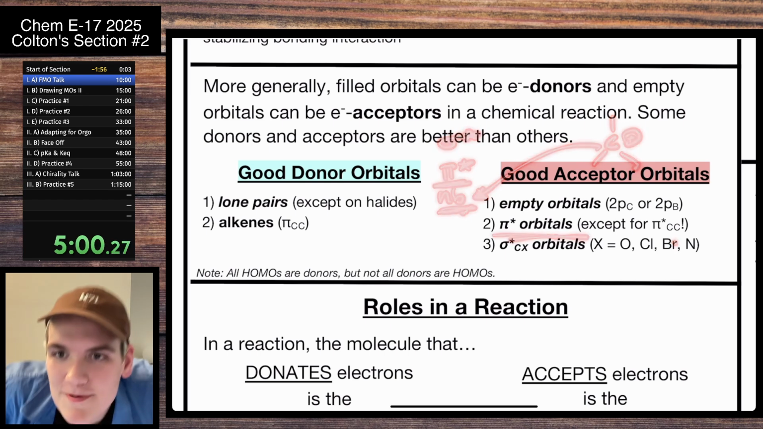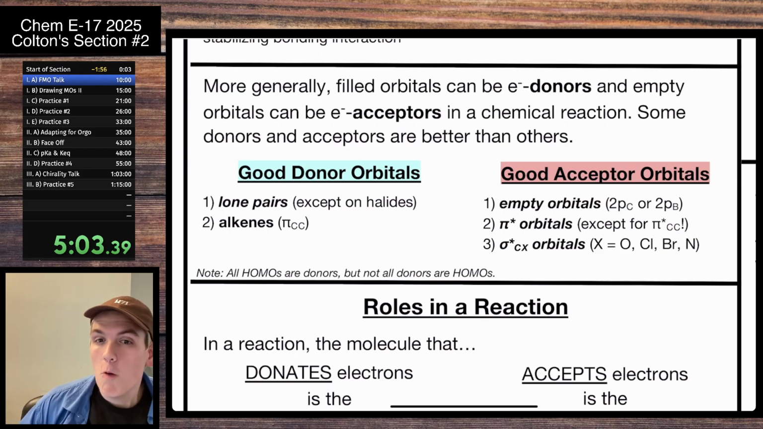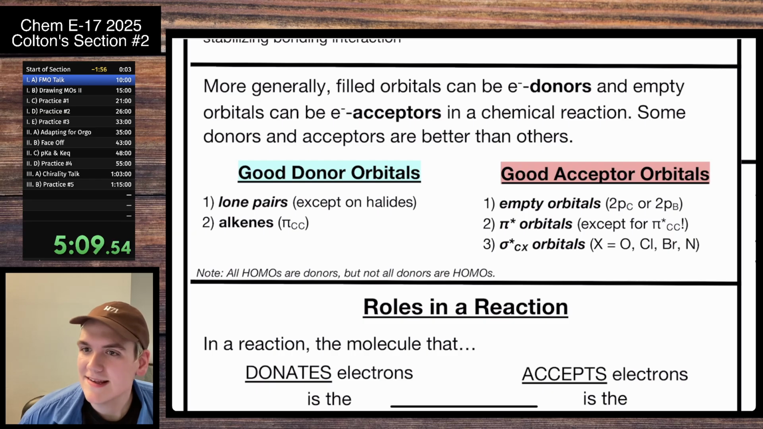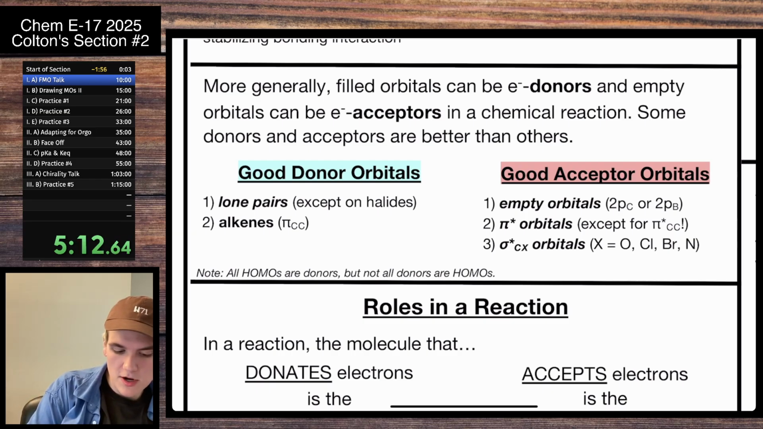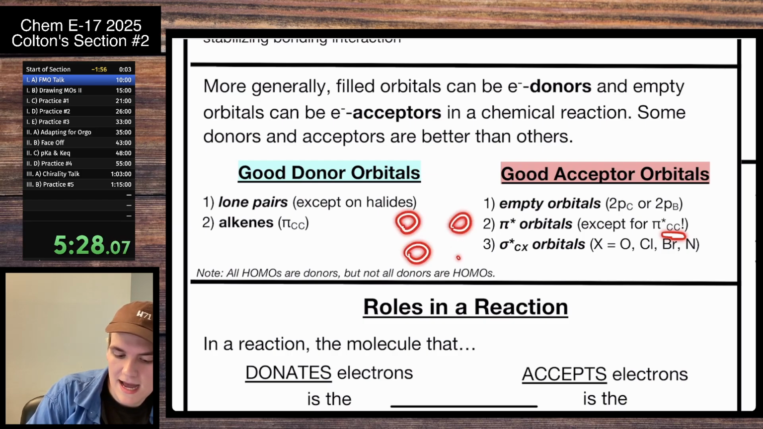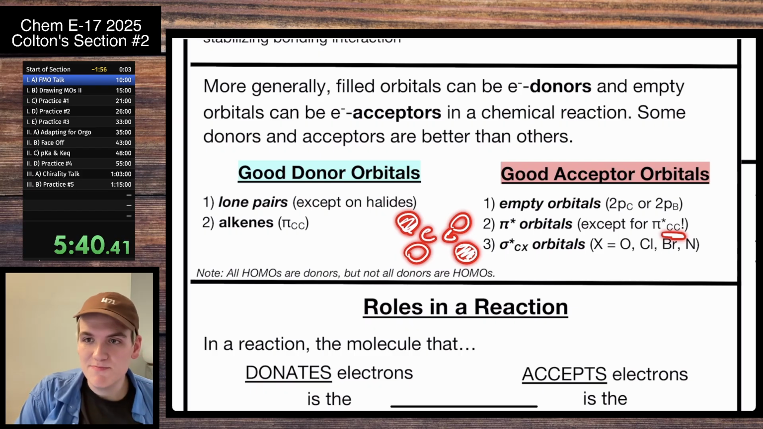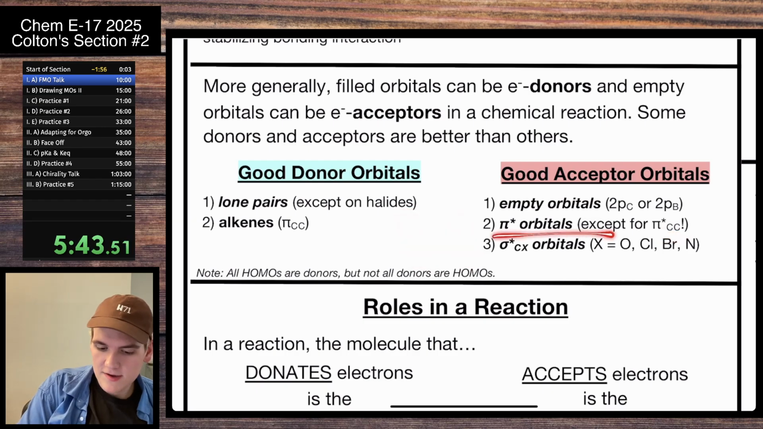And our one exception for this, which again, you don't need to know the why as much: pi star carbon-carbon molecular orbitals are not great acceptors. So we said that this carbon-carbon pi bond is a good donor, but its antibond is not a good acceptor. Part of that is in our antibond, a carbon-carbon is a non-polar bond. Both of them have the same electronegativities. And so it means the lobes on either side of the carbons are going to be a little bit smaller. We're going to revisit some of this drawing orbitals and talk about why something like a pi star CO would be a much better acceptor in a little bit. But pi stars, except for pi star CC.